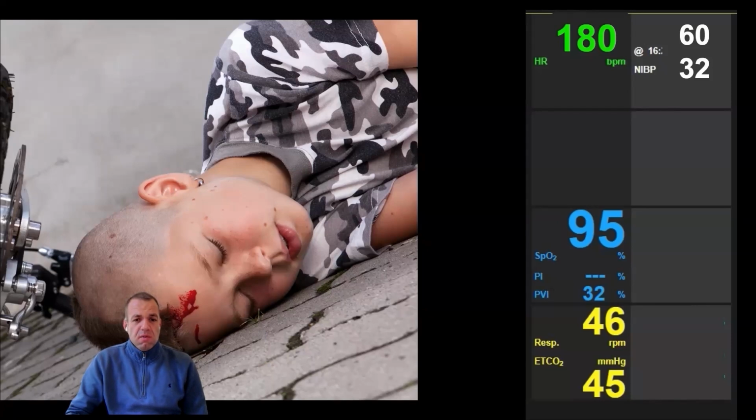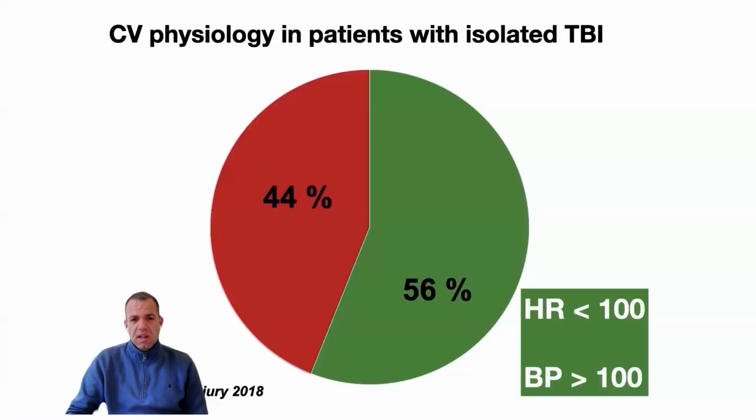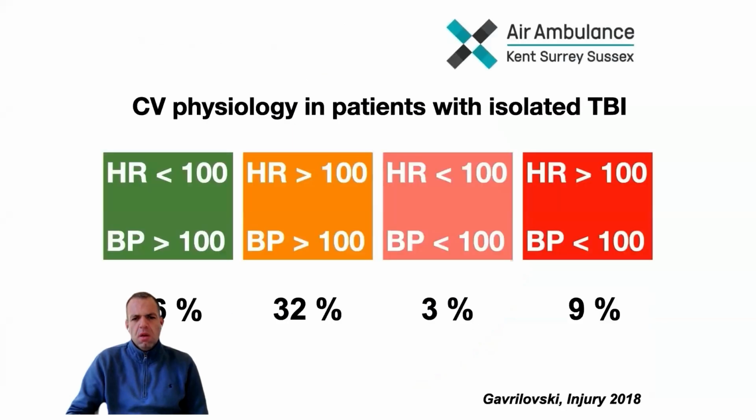And we've shown as an example that when you have a bad head injury, you can actually get quite deranged physiology. You can get physiology that looks like this. So in a patient who has an isolated traumatic brain injury with nothing else, with no bleeding, just a bad brain injury, over half of those patients will actually have significant derangement of their heart rate and their blood pressure. To break it down a little bit further, one in 10 will have a heart rate of more than 100, this is in an adult, and a blood pressure of less than 100 systolic.